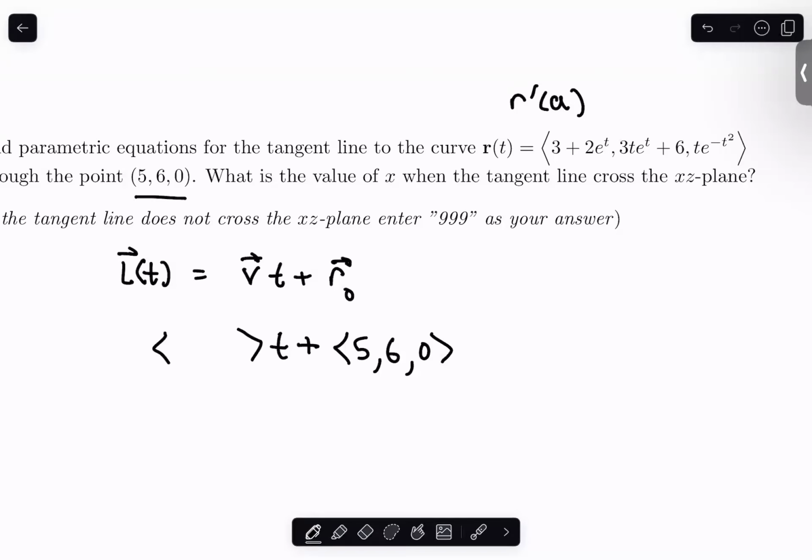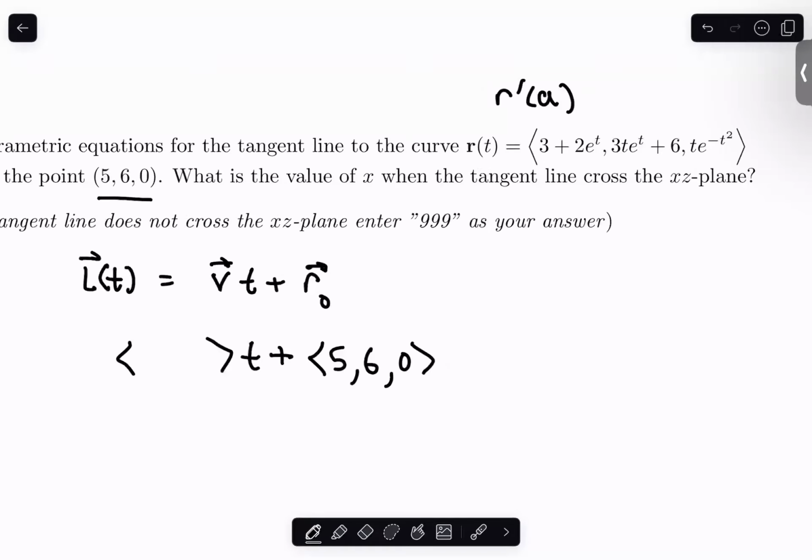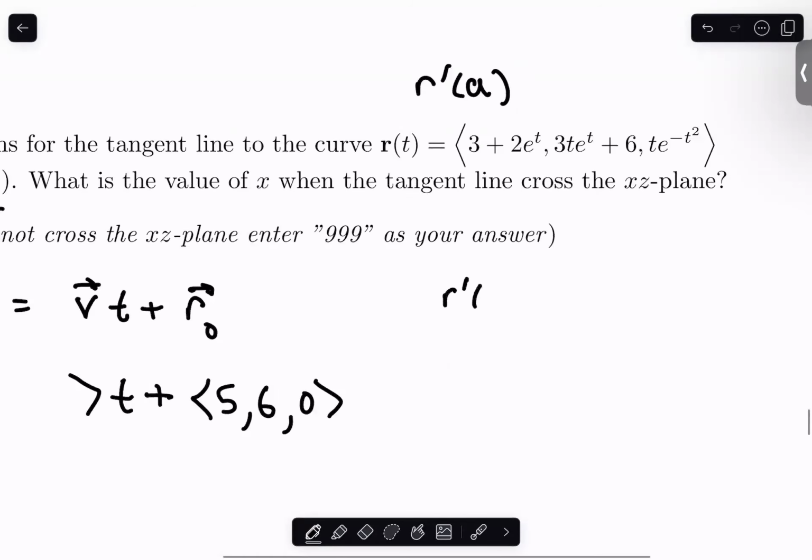So maybe as a good first step, I could go ahead and calculate out my derivative. So R prime of t over here. And then I'm going to have to plug in some special time to say that I want the tangent vector not just along the curve and in general, but I want it at a specific point in space. So, okay, let's go through here. The derivative of 3 is 0. The derivative of e is itself. That 2 there's along for the ride. So there's the derivative of my first component. For the second component, okay, the derivative of 6 is 0.